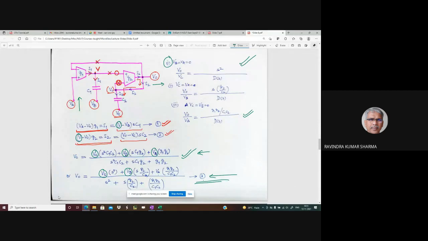और ट्रांसफर फंक्शन क्या हो जाएगा उस समय? G1 G2 by C1 C2 डिवाइड बाई DS। DS is this thing, this is DS. Is that okay? Yes, sir. This is low pass filter. This one will be band pass filter and this one will be high pass filter. Is that fine? It's so easy. Yes, sir.